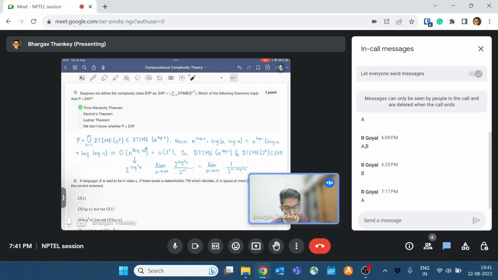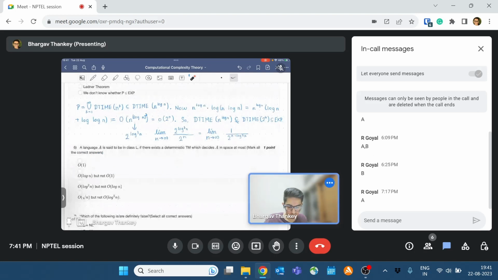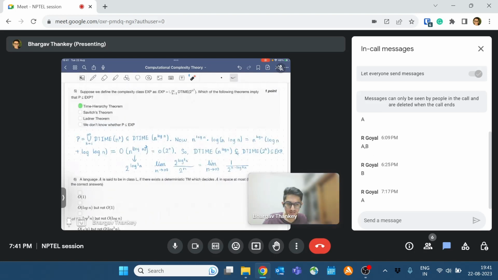So basically, the gist is this: you wanted to show that P is strictly contained in EXP. You would show that a larger class is strictly contained in EXP. The reason to go to that larger class is that now we only have to worry about one function, n to the log n, instead of multiple functions n to the k for all constant values of k. Okay, so is this fine? Yes, perfectly fine.